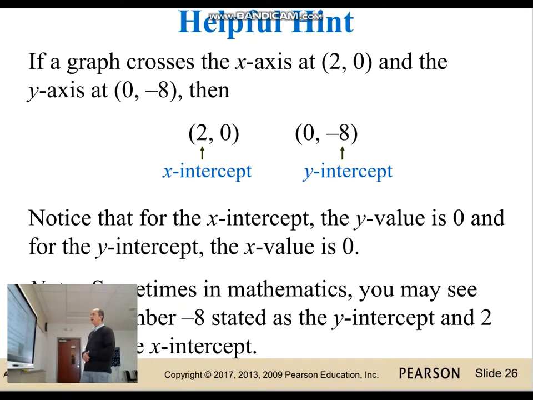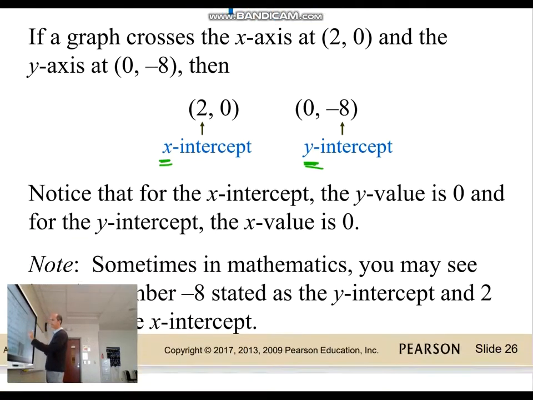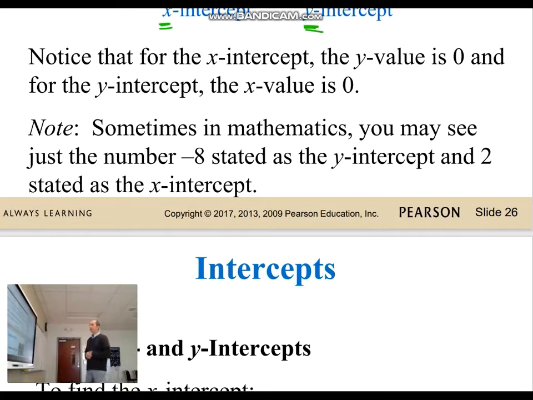And if a graph crosses the x-axis, let's say at the ordered pair x equals 2, y equals 0, and the y-axis at, let's say, x equals 0, y equals negative 8, then those ordered pairs have special names. The first one is the x-intercept, and the second one is the y-intercept. Those are the points where the graph intersects the x-axis and the y-axis. Notice that for the x-intercept, the y value is 0, and for the y-intercept, the x value is 0. This is always going to be like that.